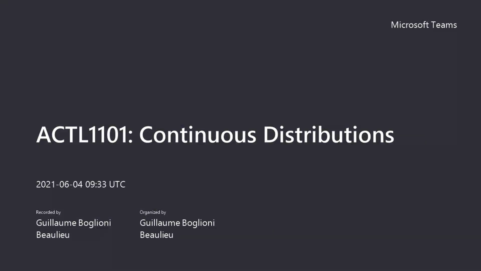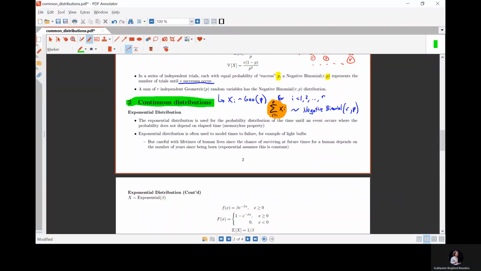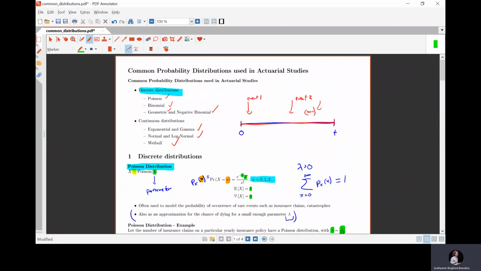Take a look at continuous distributions. Specifically, we'll have a look at the exponential and gamma, which are somehow linked, the normal and log normal, which are linked again, and the Weibull.